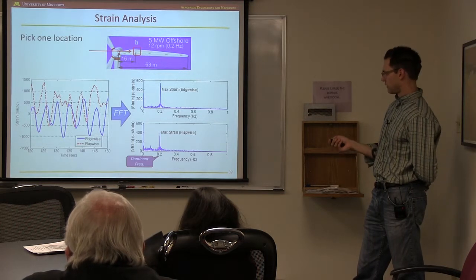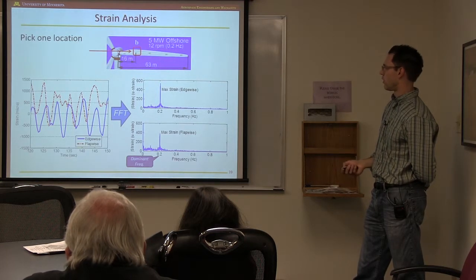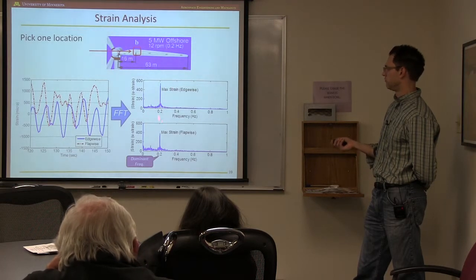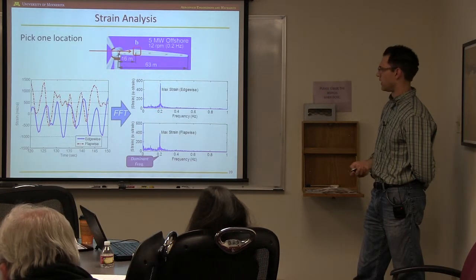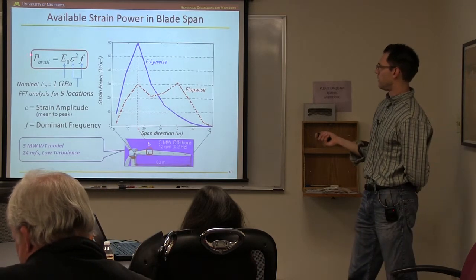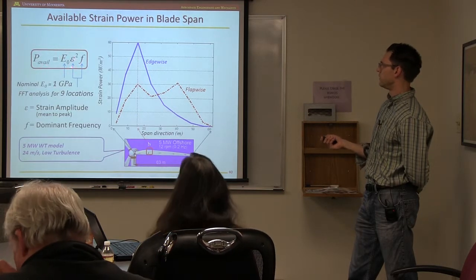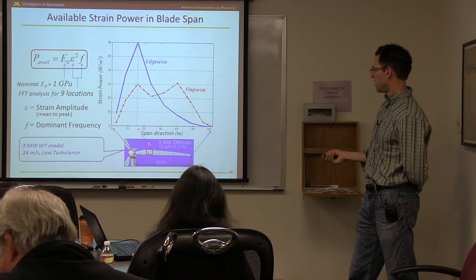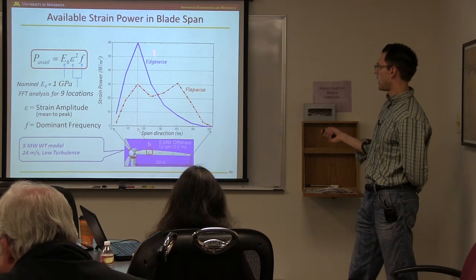The only reason I mention this is that the strain equation I gave you for the harvester, the amount of energy that we're harvesting, presumes a single dominant frequency. So this indicates that there really is a single dominant frequency, and then we can pull out the amplitude, and from that we can estimate how much power is available. This slide is saying that the available power depends on some nominal Young's modulus, which we pick, on the amplitude squared of the strain, and on the dominant frequency. So we did this calculation as a function of the span. What is the power that's available at each point?